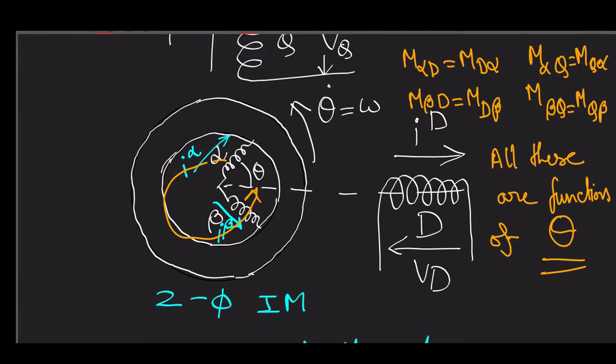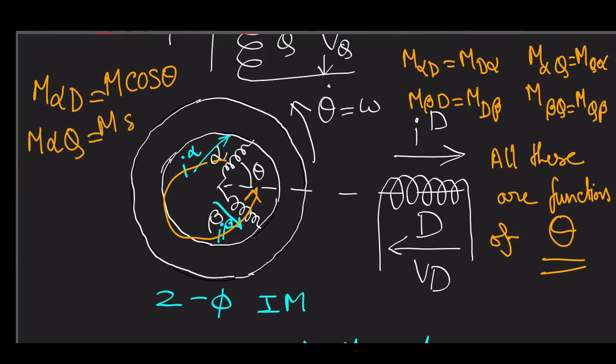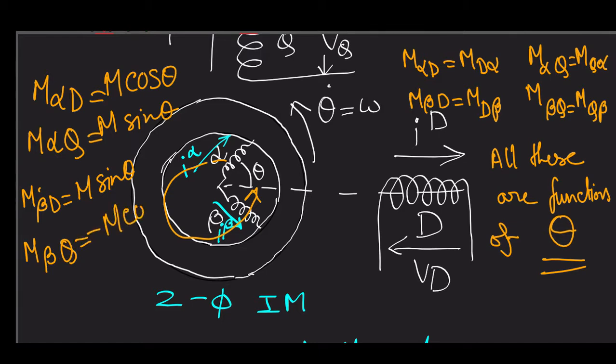The same mutual inductance value will be observed between beta and q, and also between beta and d. So what we can write from this equation: M alpha d is equal to M cos theta, M alpha q is equal to M sin theta, M beta d is equal to M sin theta, M beta q is equal to minus M cos theta, right?